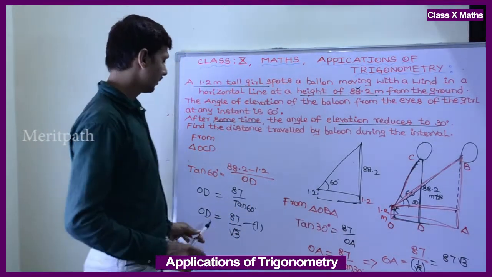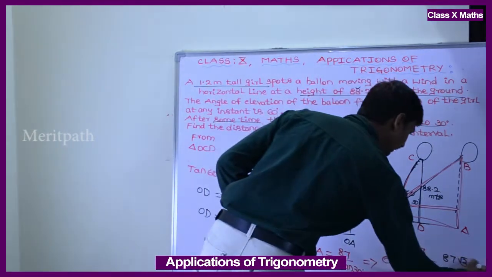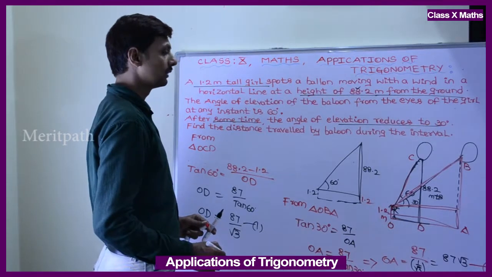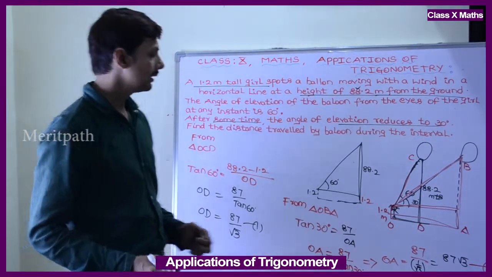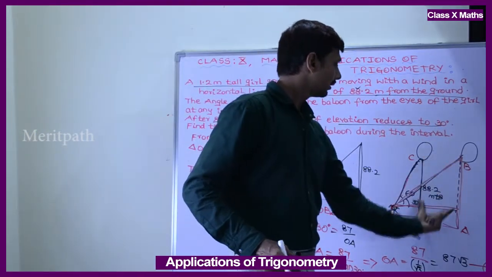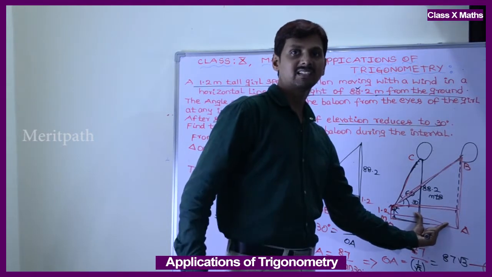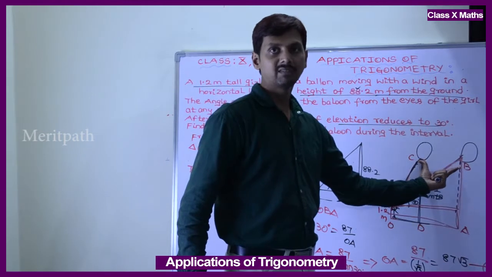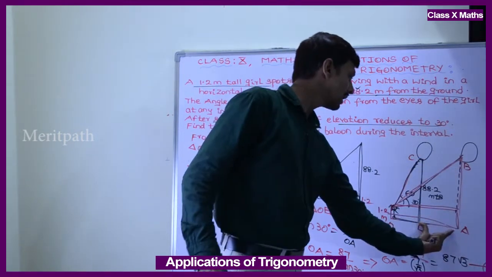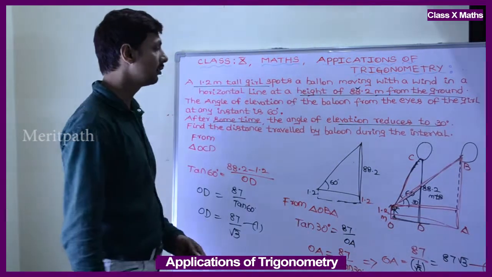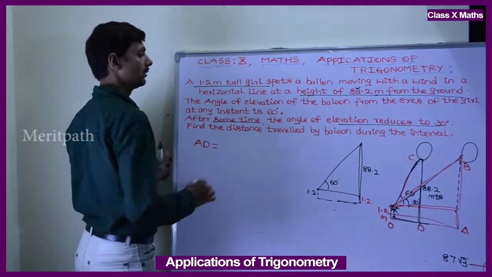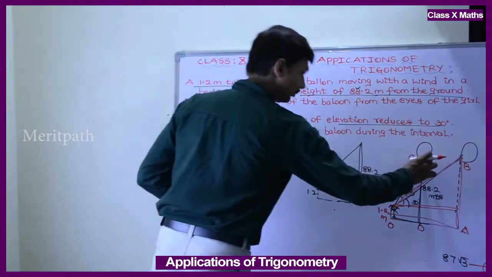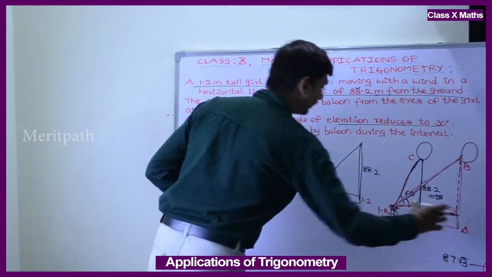So let us take equation 2. OA is equal to 87 root 3. We need to know the distance between these two points, that is the distance traveled by the balloon from here to here, that is AD. We need to find out the distance AD, the distance traveled by the balloon.